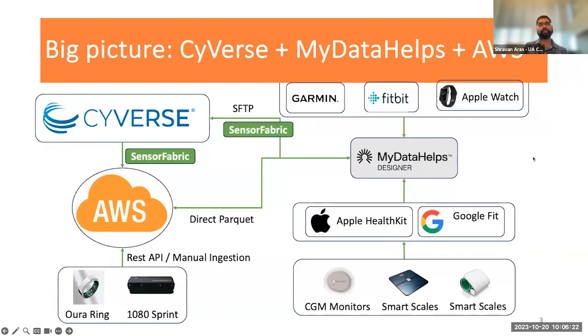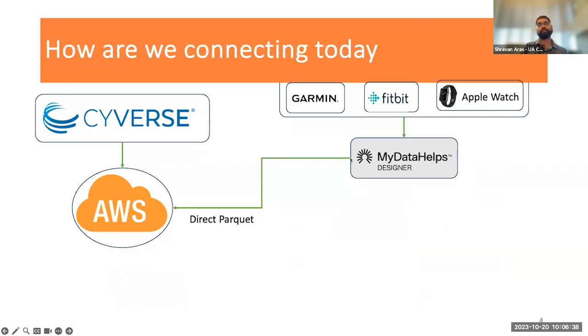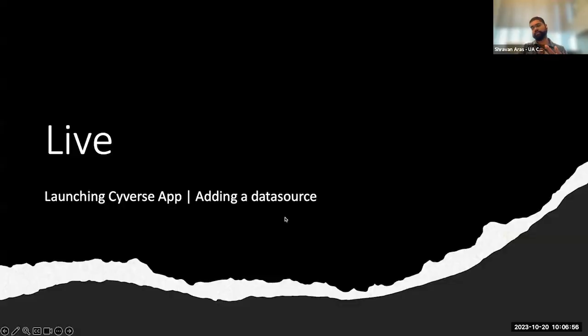So last webinar, we talked about our data flow and how different components are connected together. And today I want to focus on just one of these pathways. Last webinar, we focused on connecting from CyVerse directly into my data hubs. Today, we'll focus on a flow where data from my data hubs is going directly into our AWS infrastructure. And then CyVerse is connecting to our AWS infrastructure through Apache Superset and Sensor Fabric libraries, and you're able to visualize that information.